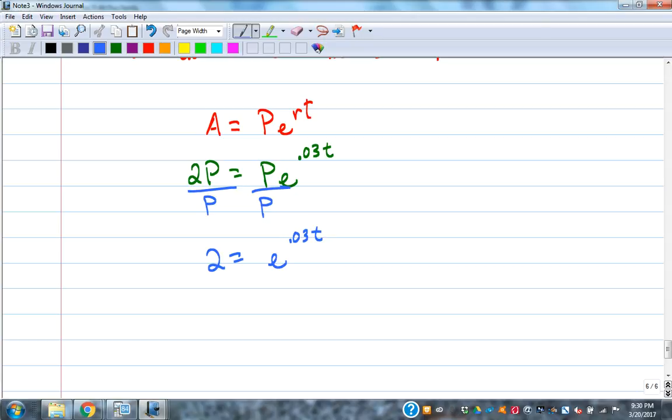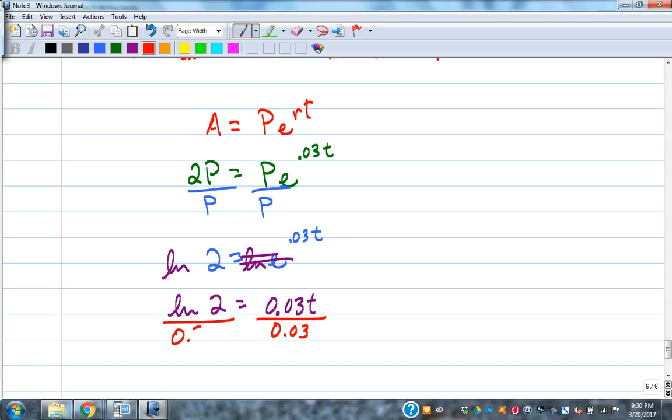How did we solve these just a little bit ago? To get the variable out of the exponent, what do we do? Yeah, we want to use the natural log of each side. So if I take the natural log of each side, that's going to give me the natural log of 2 over here, is equal to 0.03t. And then what's the natural log of e? It turns into 1 every time. So it really just cancels out. And now I've got a pretty easy equation to get t by itself. I just divide by 0.03.